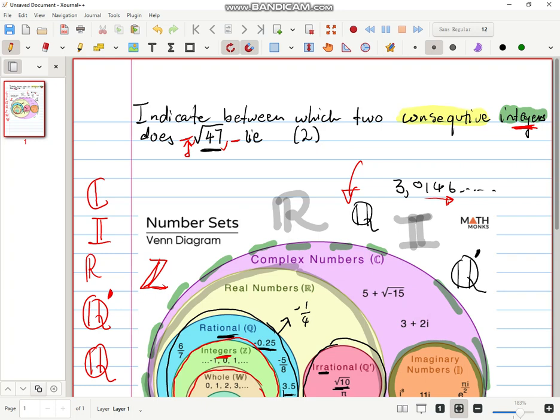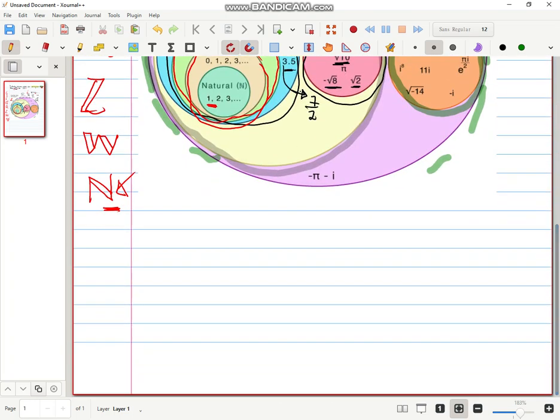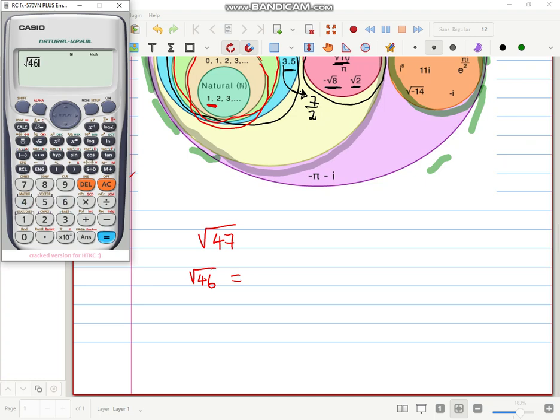To easily find these two numbers that they want and get these 2 marks, let me write this on a clean page. It's square root of 47, right? We can try square root of 46, so we're going to use our calculator, right? We say square root of 46.